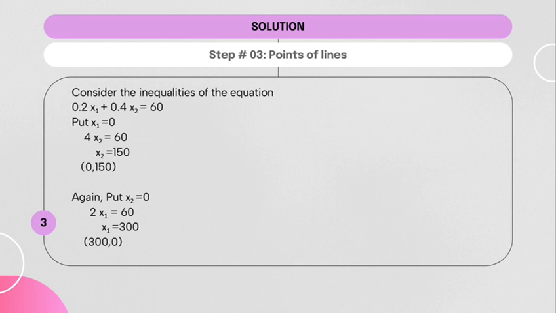We can visualize the feasible solution space by considering the inequalities of the equation representing the total shelf space. We have put the whole maximized equation against 60, which is the total shelf space. When x1 is set to 0, we find that x2 equals 150. Conversely, when x2 is set to 0, x1 equals 300.